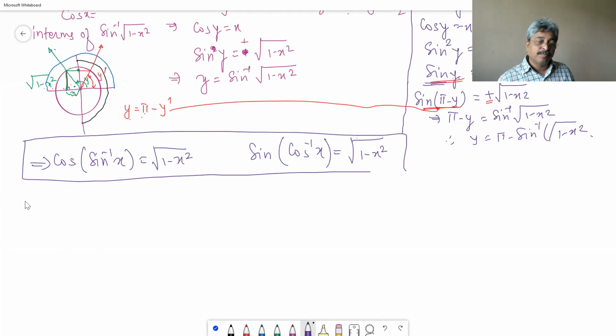Next problem. Express sine inverse x in terms of tan inverse of a function of x.